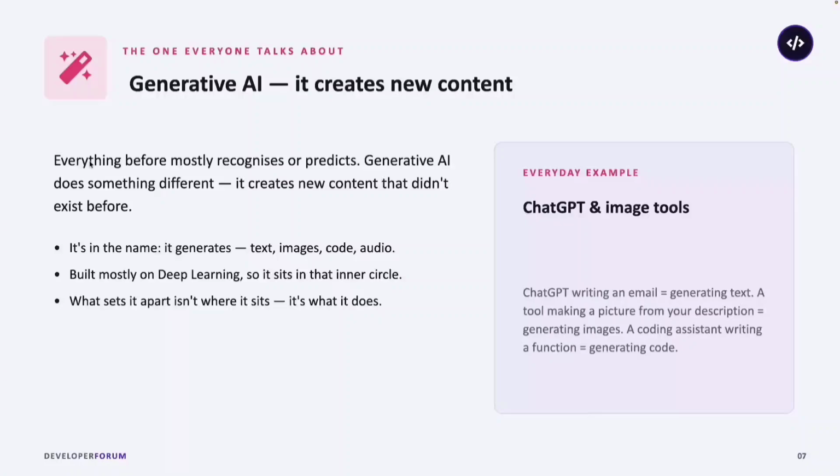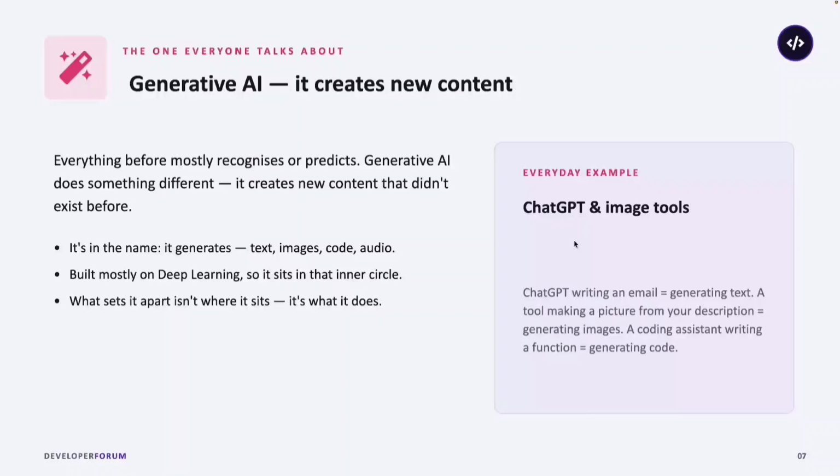Generate. Everything we have talked about so far mostly recognizes or predicts things. Is this spam or not? Is this your face or not? Generative AI does something different. It creates new content that didn't exist before, like new text, new images, new code, new audio, etc. And that's the generative part. ChatGPT writing an email or explaining a concept, that's generating text. An image tool that creates a picture from your description, generating images. A coding assistant that writes functions for you is generating code.